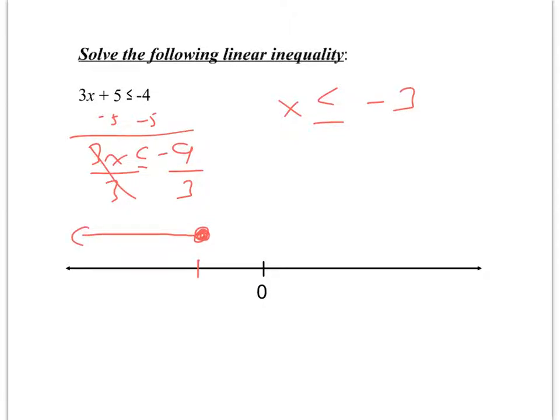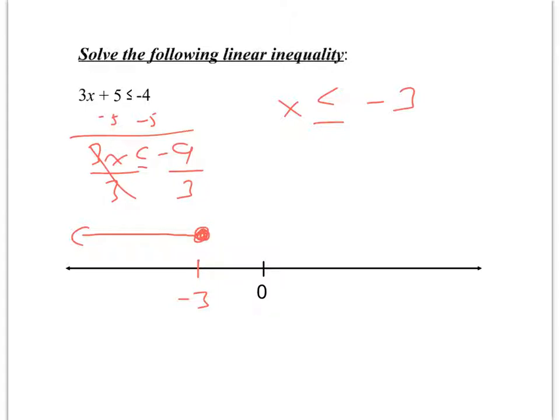Now let's do something new. Let's talk about writing this answer in interval notation. We have everything that is less than or equal to -3. So we have all the points all the way down to -infinity, all the way up to and including -3. So I can write this in interval notation.